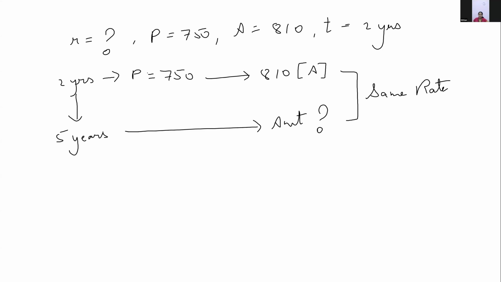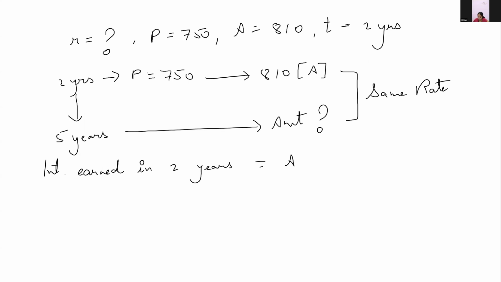All right, so now first I will calculate the interest that is earned in 2 years. Ma'am, the interest is 60. Yes, so interest earned in 2 years will be A minus P.